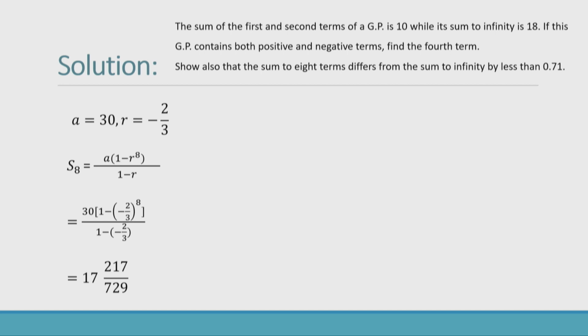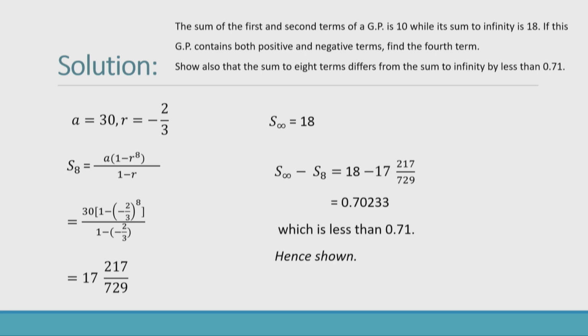217 over 729. Now we were given in the question that the sum to infinity is 18. So I find S infinity minus S8, the sum to infinity minus the sum of the first 8 terms, which is equal to 0.70233, which is indeed less than 0.71.